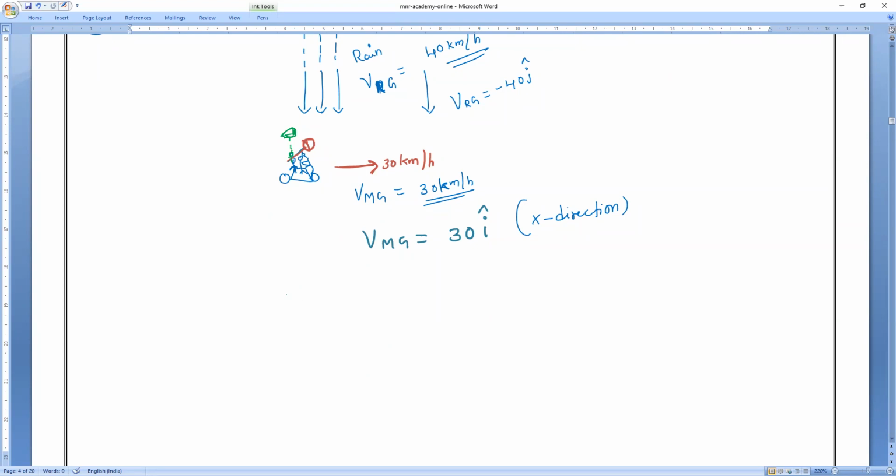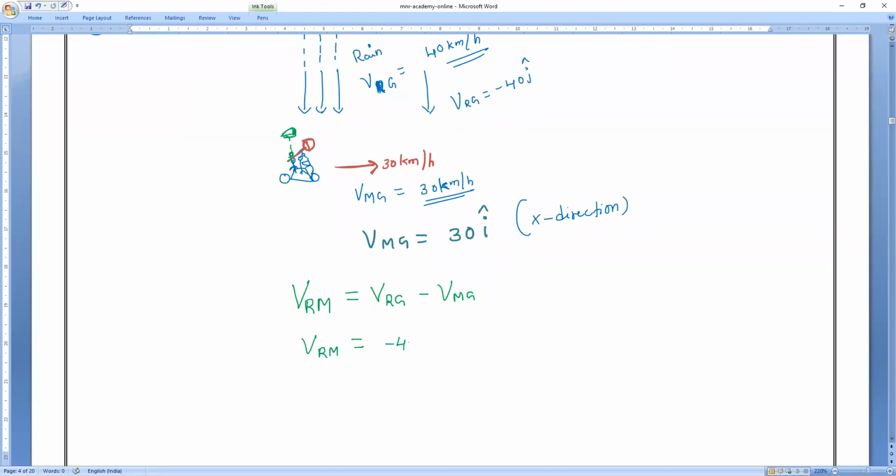If you want to find it, we need to know something. What is that? Resultant velocity. So the velocity of the rain with respect to man is equal to, how to find, guys? Velocity of rain with respect to ground minus velocity of man with respect to ground. Clear? Understood? All of you? Yes, sir.